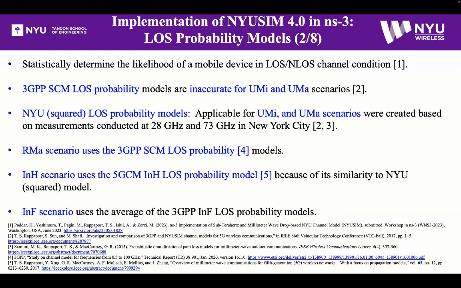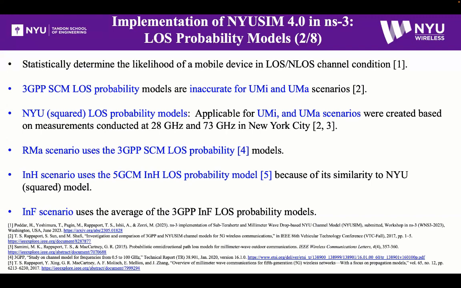are inaccurate. That is because if we simulate the 3GPP line of sight models for UMi and UMa scenarios, you will usually observe that the line of sight probability is still quite high for distances above 100 meters, which is typically not the case in a real world UMi scenario. For example, when we conducted measurements in Manhattan, New York City, we observed that line of sight beyond 100 meters drastically falls. From those measurement data, we created our own probability models for UMi and UMa scenarios, which we call the NYU squared line of sight probability models.